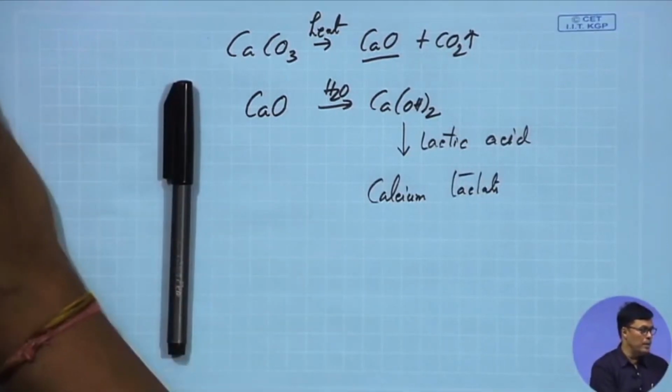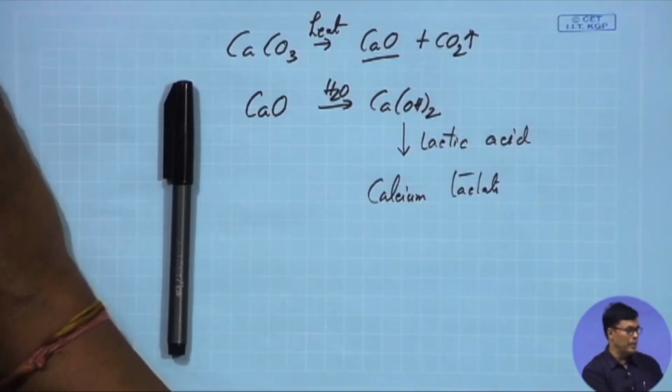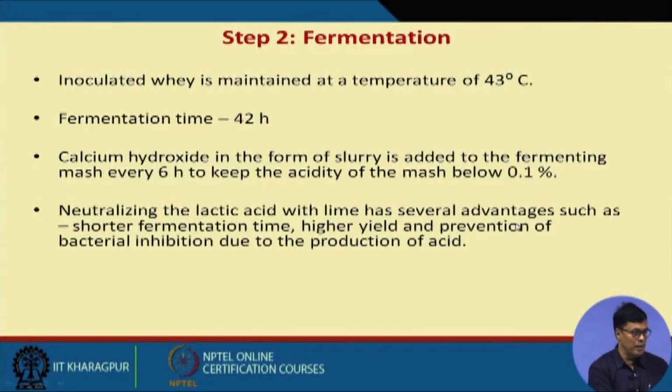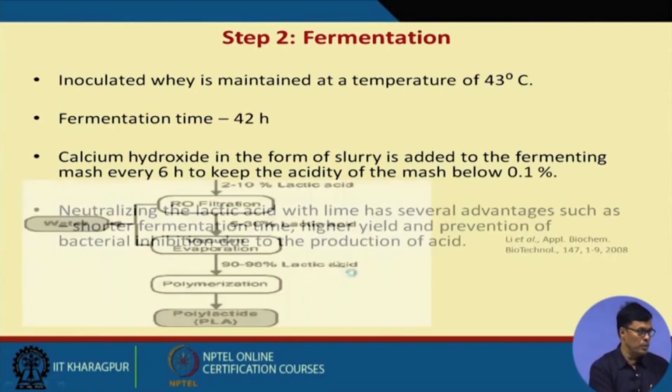So, neutralizing the acidic lactic acid with lime has several advantages, such as shorter fermentation time, higher yield, and prevention of bacterial inhibition due to the production of acid. So, these are the reasons why we use the lime.